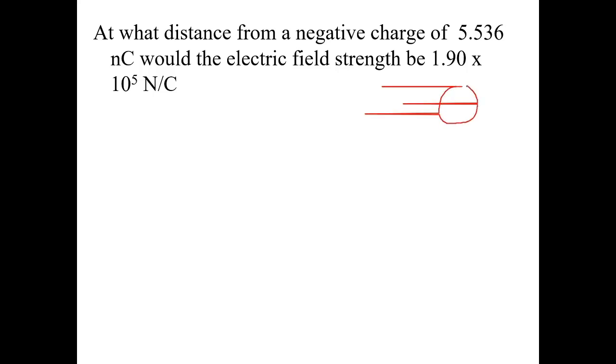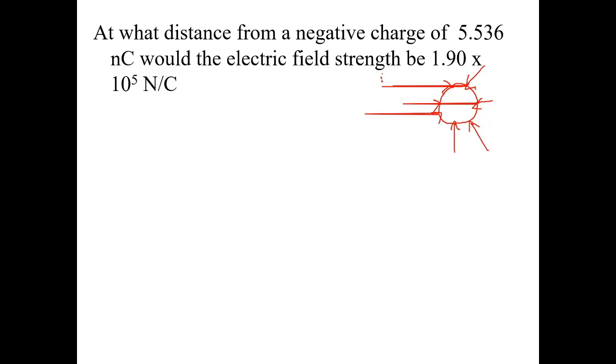You'll have to excuse my pen, it's acting a little funny today. I don't know why. So what distance from a negative charge of however many nanocoulombs would the electric field strength be 1.9? Now let's just review which way those field lines will be pointing. Since this is a negative charge, they'll all be pointing inwards. And again, I'm sorry that it's kind of messy there.